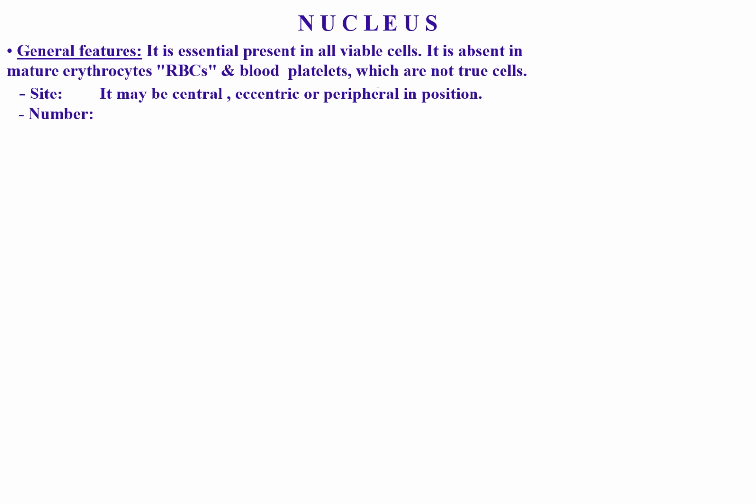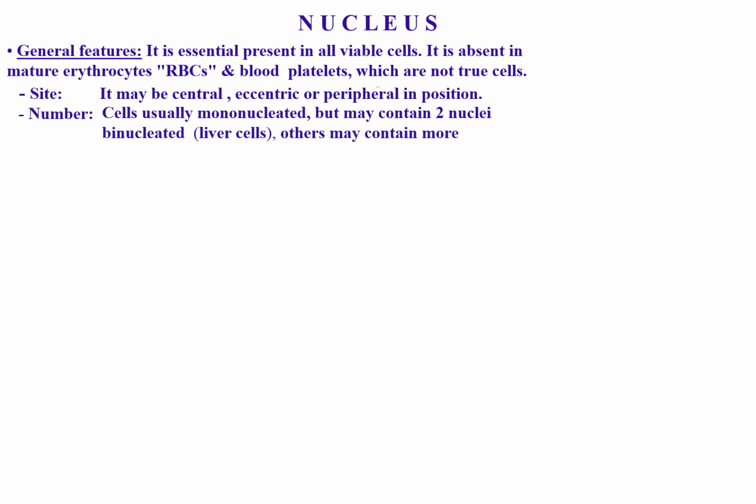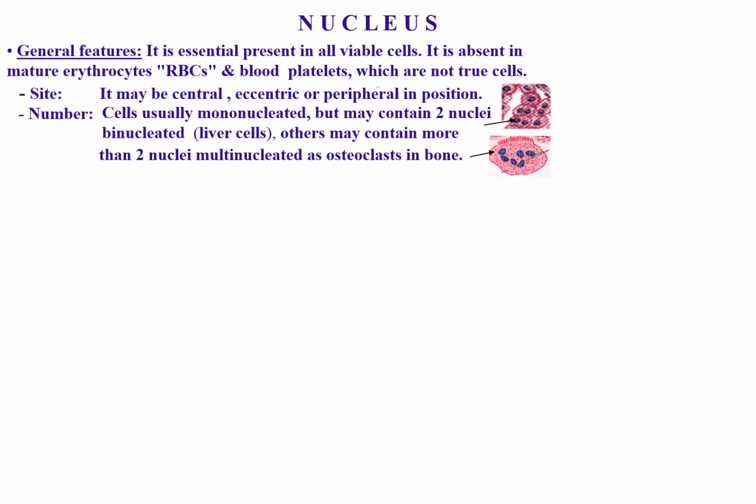Number. Usually, each cell contains one nucleus, mononucleated, but some cells may contain two nuclei, binucleated, as liver cells. Others may contain more than two nuclei, multinucleated, as osteoclasts in bone.